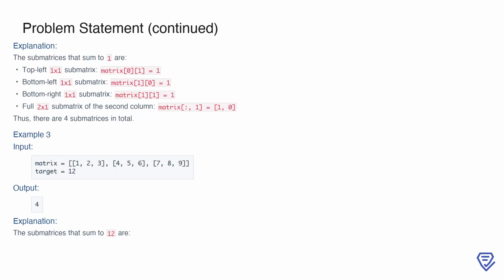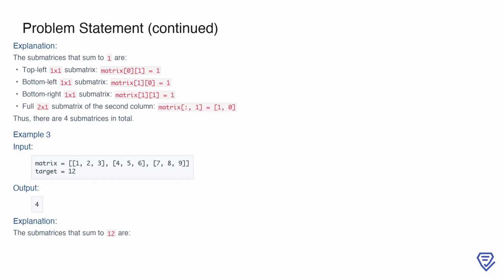Now, consider the third example, where the matrix is a larger 3x3 array [1, 2, 3], [4, 5, 6], [7, 8, 9], and the target is 12. The output is 4, as there are 4 submatrices that sum to 12. These include the top left 1x3 submatrix, formed by the first row 1, 2, 3, and the middle 1x3 submatrix, which is the second row 4, 5, 6.